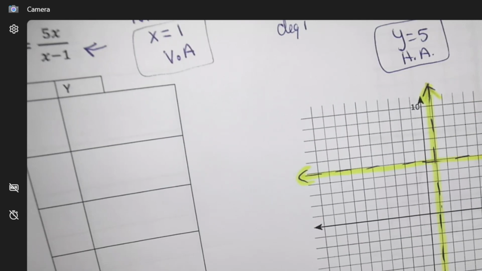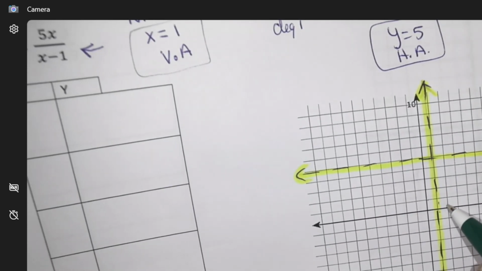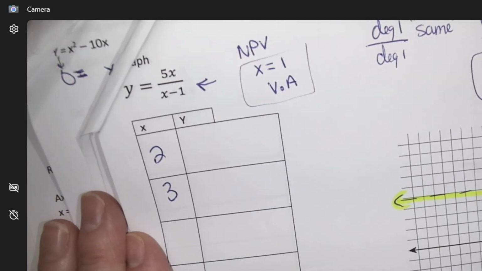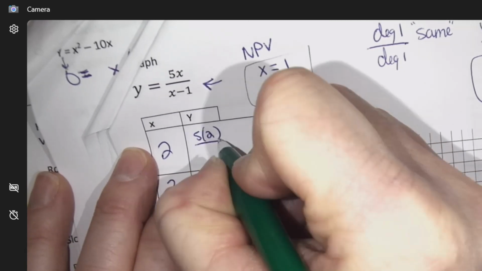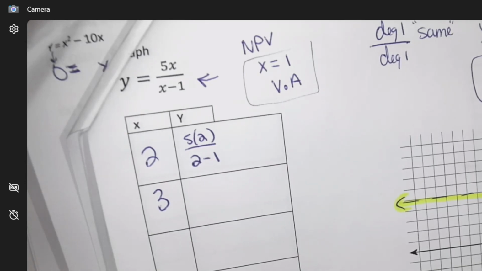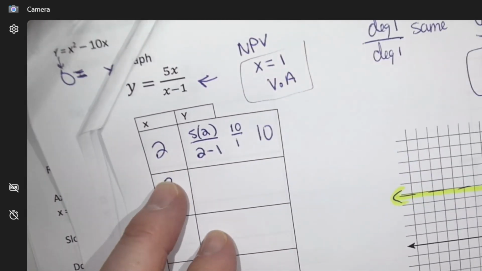Okay, so analyze, get all your important stuff. Now we need just a few points to make shapes. So what kind of x values do I pick to plug in? So if this asymptote is at 1, I'm going to probably be picking a 2 and a 3. So I'm going to pick a 2 to plug in and a 3 to plug in. So 5 times 2 divided by 2 minus 1. Plugging in a 2. So this is going to be 10 divided by 1, which is 10.